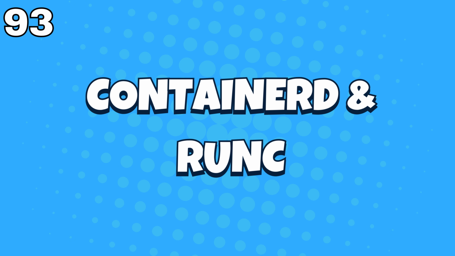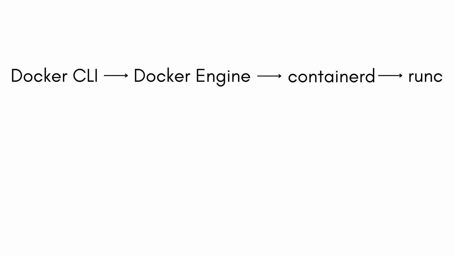When you run docker run, what really happens? Behind the curtain, Docker relies on two crucial components: containerd, which is a container runtime daemon responsible for managing container lifecycles, pulling images, snapshots, and more; and runc, which is a lightweight CLI tool that creates and runs containers according to OCI specs. Here's the sequence: Docker CLI, Docker Engine, containerd, runc.